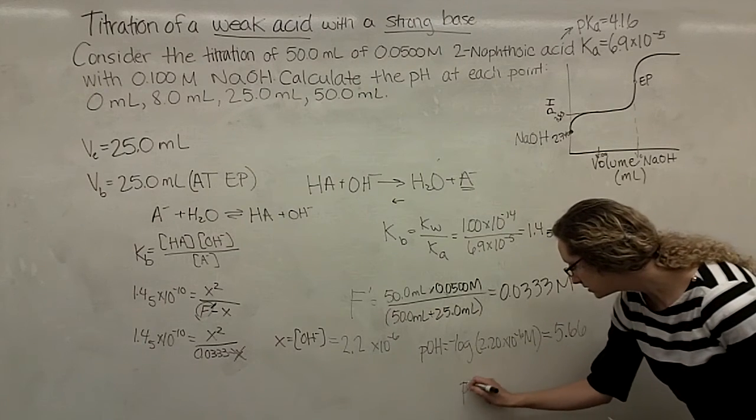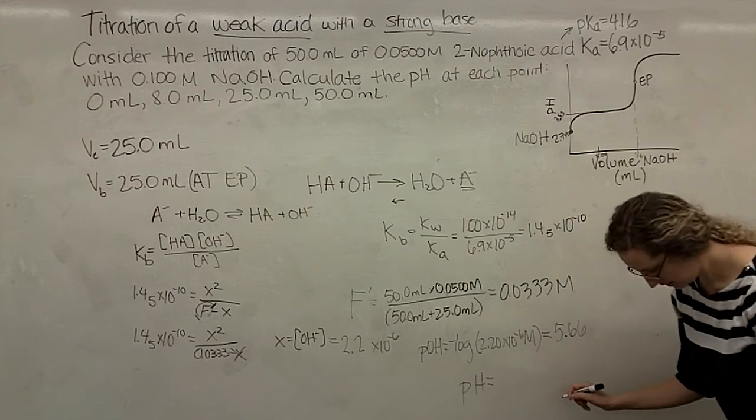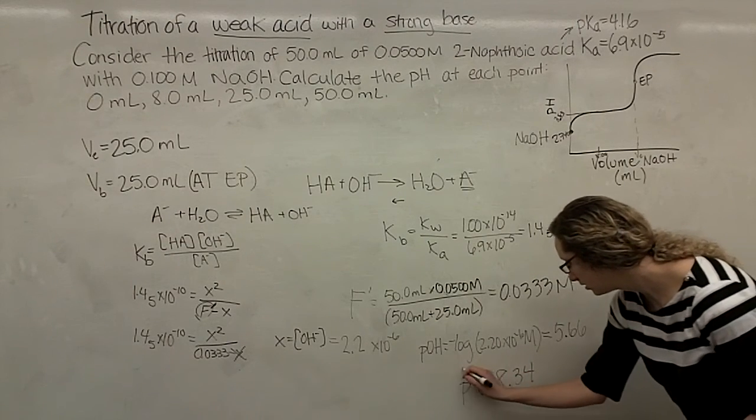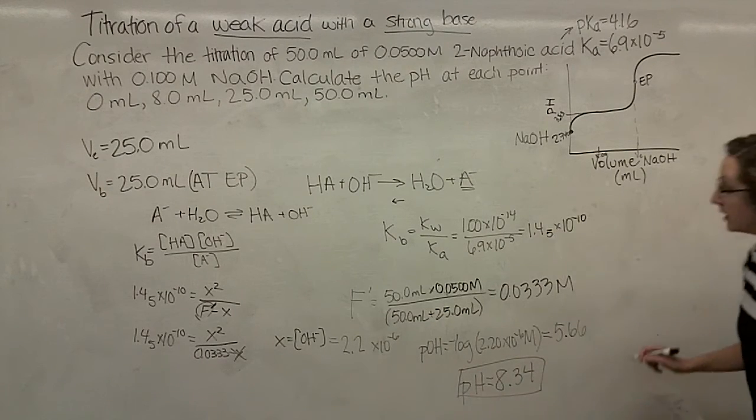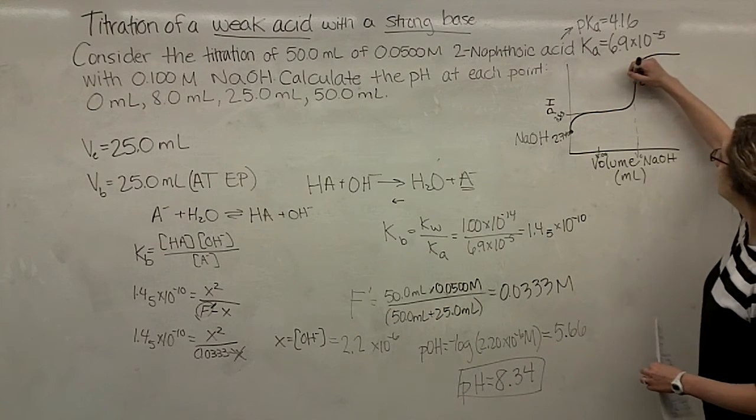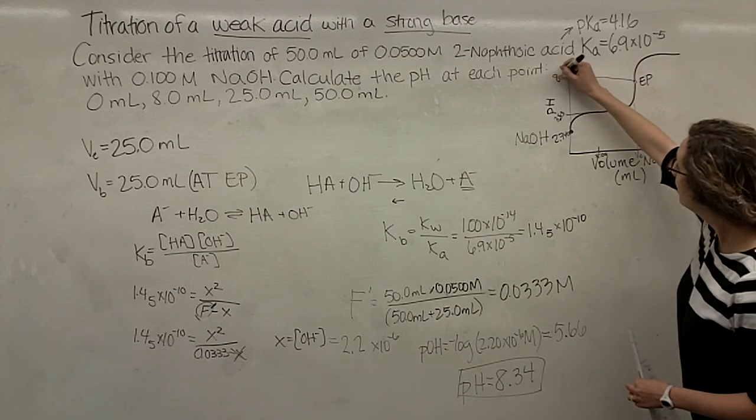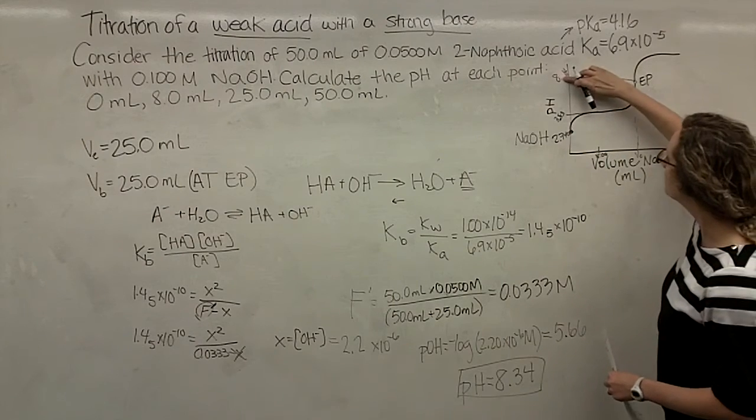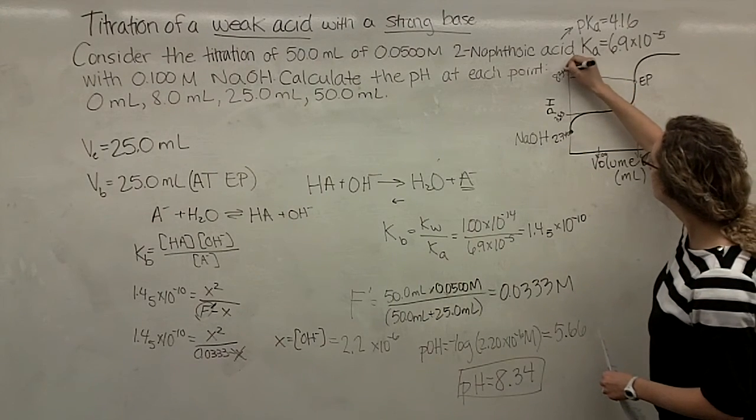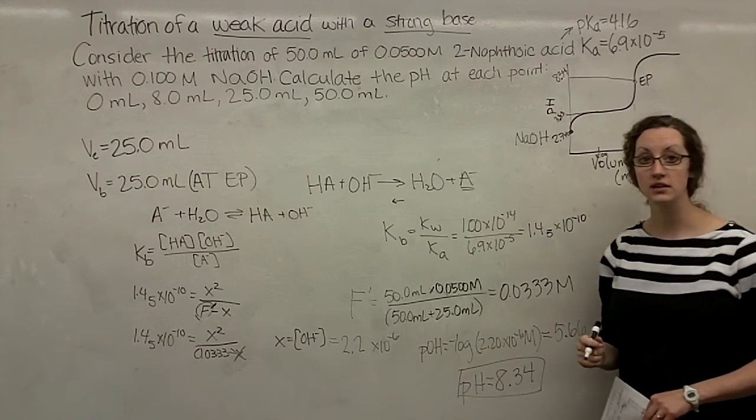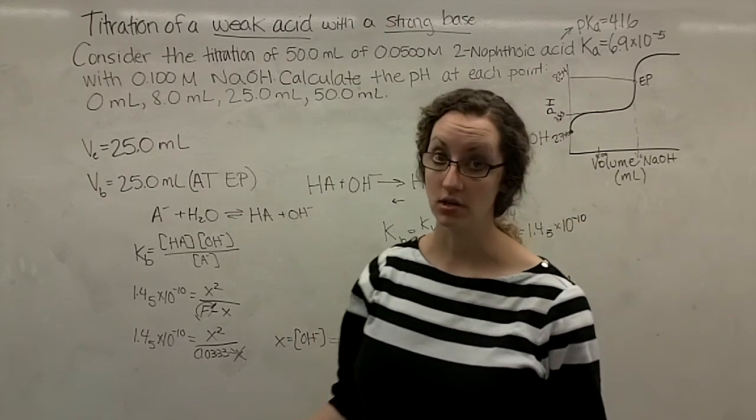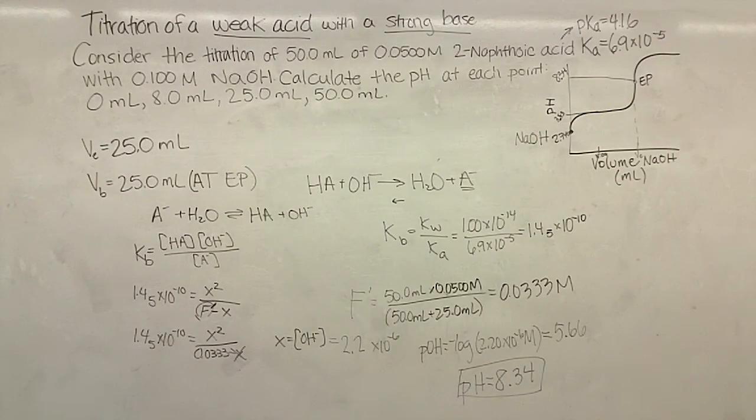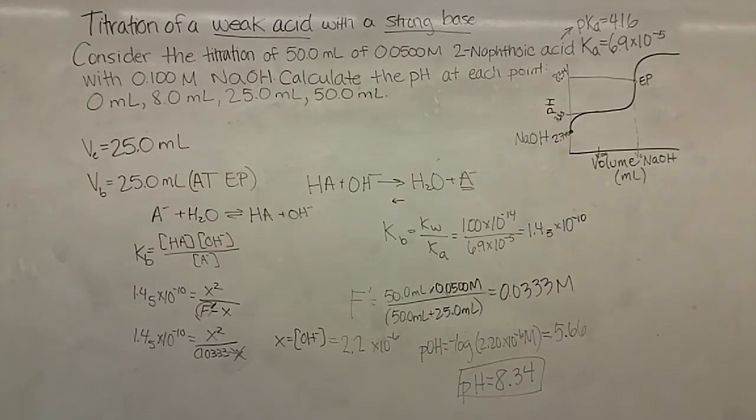So then your pH is going to equal 8.34. Okay, so the pH at your equivalence point is going to be 8.34. You notice again it's slightly basic, because remember it's a conjugate base. So the last part, we are going to find what the pH is after the equivalence point.